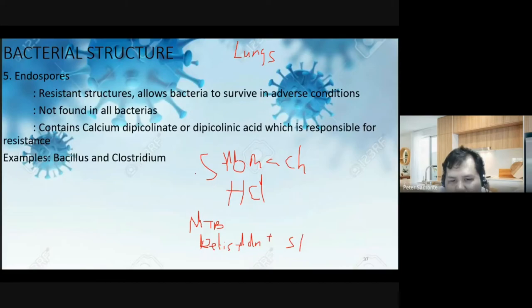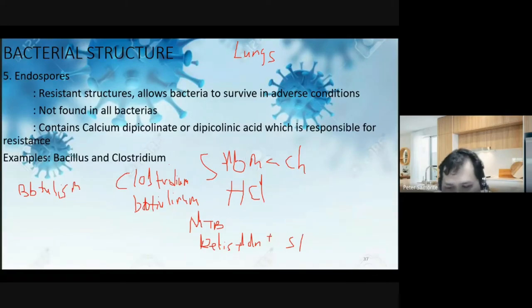Now, another one that can live in the stomach would be your Clostridium botulinum. Class, have you heard of the sickness botulism? You've heard of that. Do you have any idea what botulism means? Botulism is a type of food poisoning. Imagine you have food poisoning because your Clostridium botulinum wasn't killed by the stomach acid.